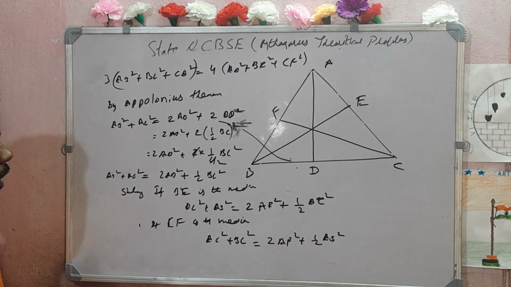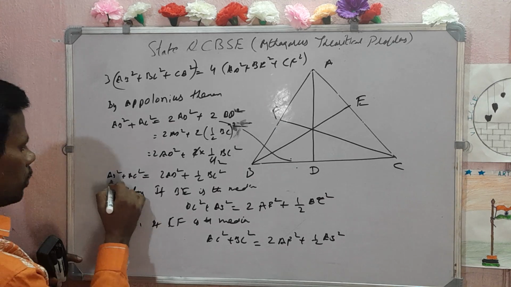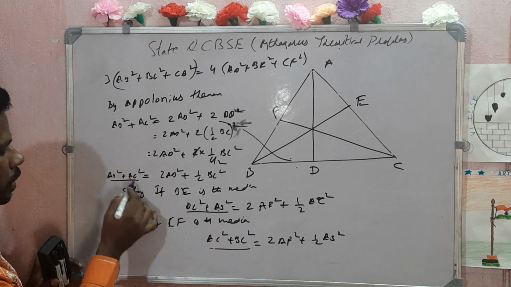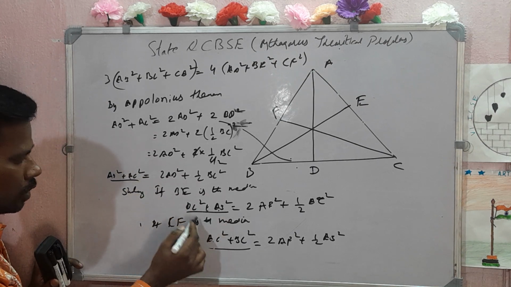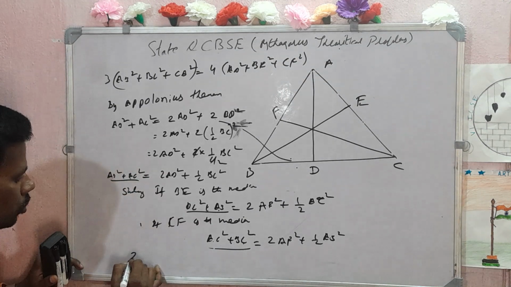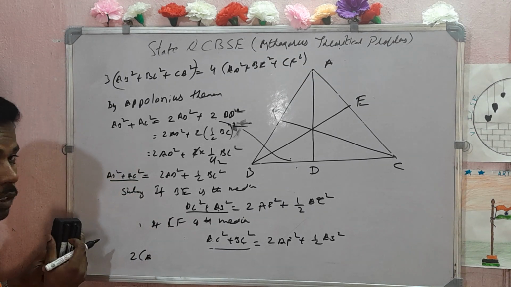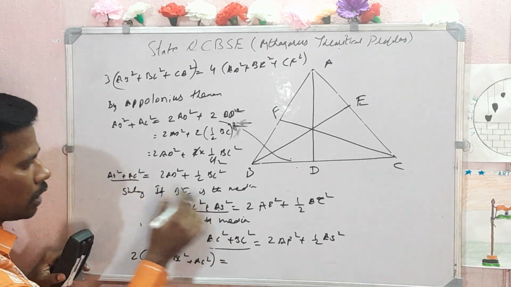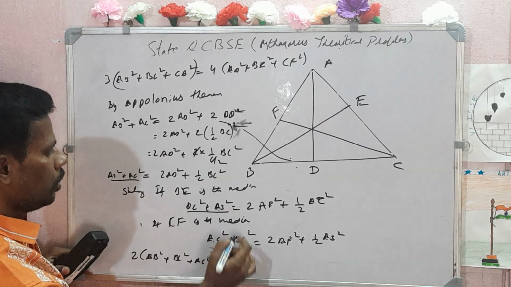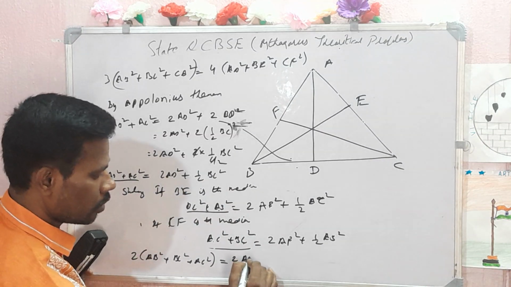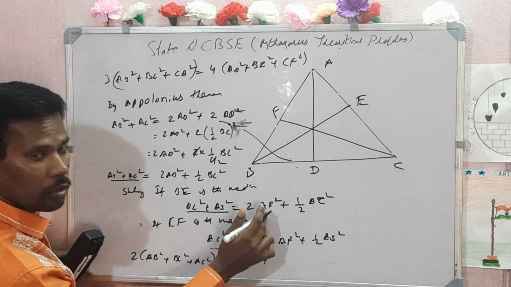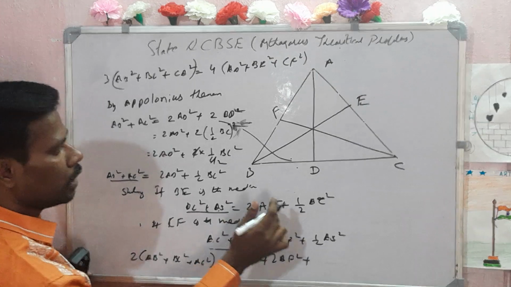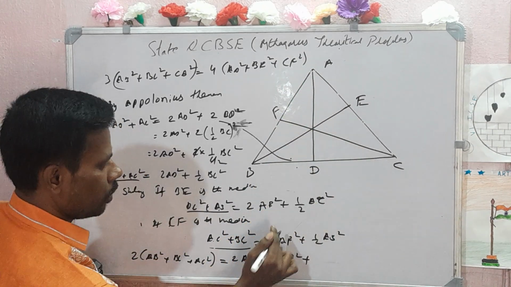Right? Now add the LHS part. AB square plus AB square, AC square plus AC square, next BC square plus BC square. This is nothing but 2 times AB square plus BC square plus AC square. The LHS I have added is equal to 2 times AD square plus 2 times BE square plus 2 times CF square.